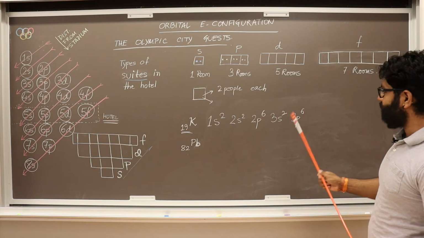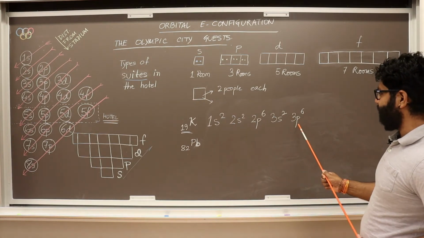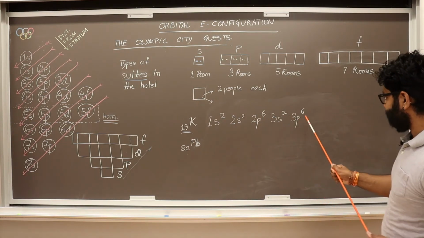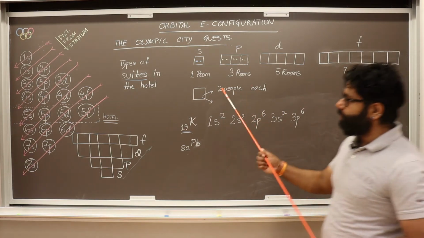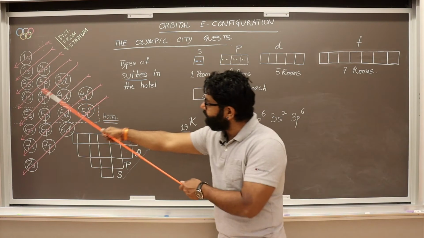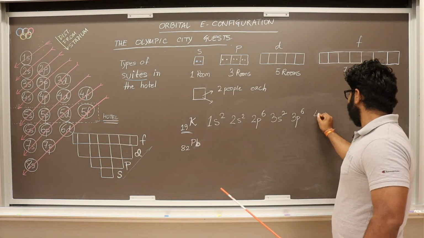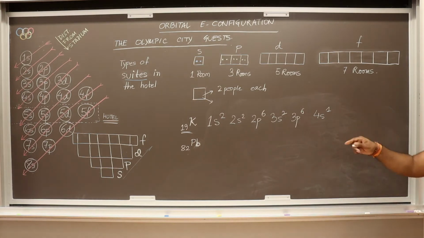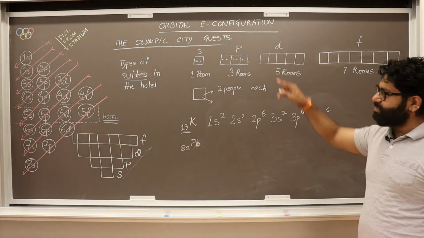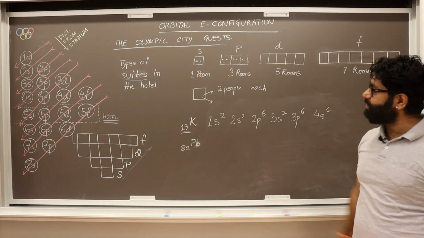6, right? So you have 18 taken care of in here. 10 and 18. How many remaining? 1. So what happens after 3p? 4s. So this is the configuration in which the guests are going to enter the hotels in the Olympic City.